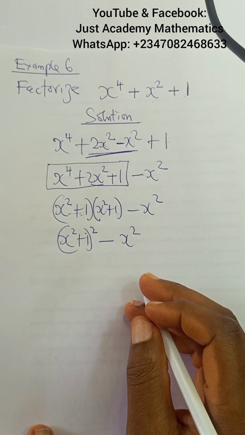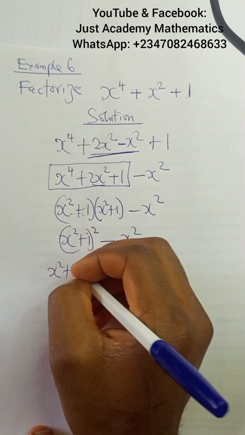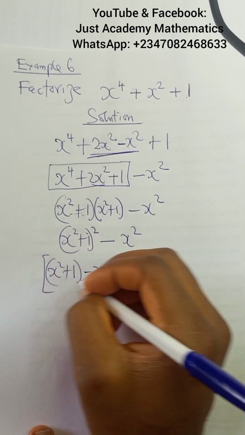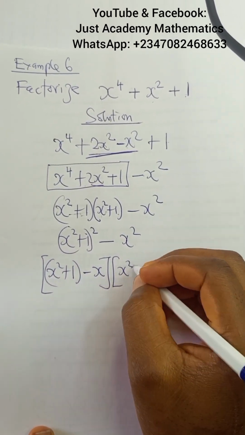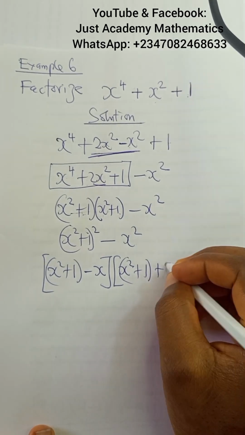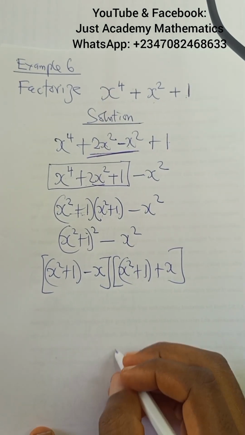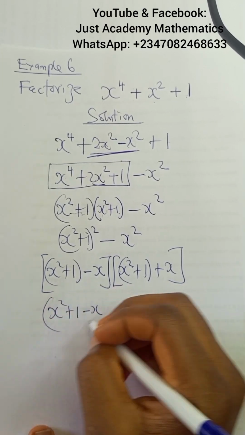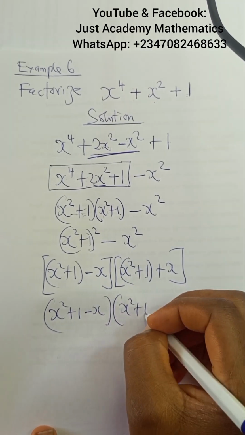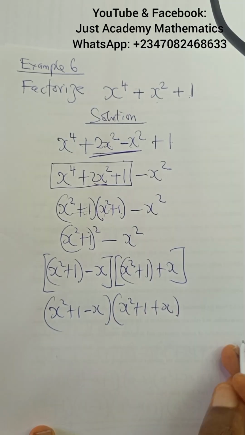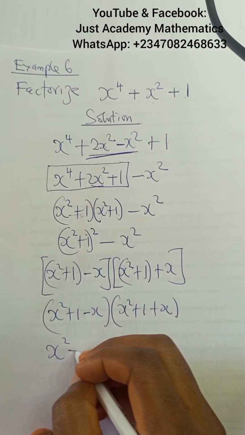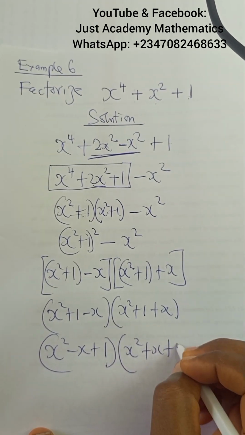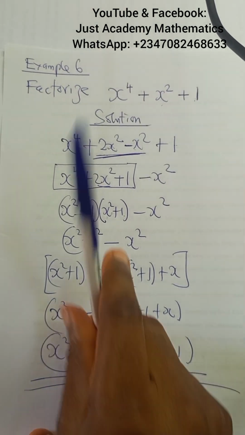Then you can apply difference of 2 squares. That this is s squared plus 1 minus x, then s squared plus 1 plus x. So we write the answer as s squared plus 1 minus x, then s squared plus 1 plus x. That is correct, but we can write it as s squared minus s plus 1 times s squared plus s plus 1. If you expand this, this is what it will give you.